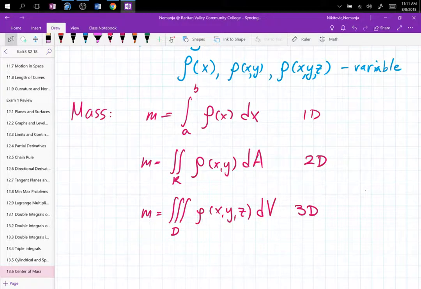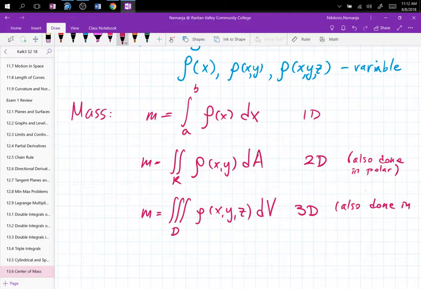Now, let me add this. Also done in polar, and over here also done in cylindrical plus spherical. So you are not limited to XYZ. You might have spherical integrals, you might have polar integrals for 2D, and so on. So you have the whole spiel of different coordinate systems.